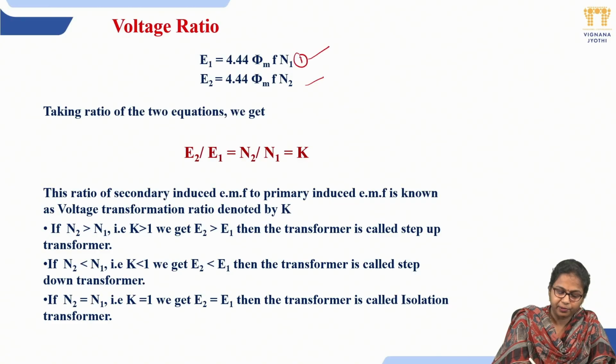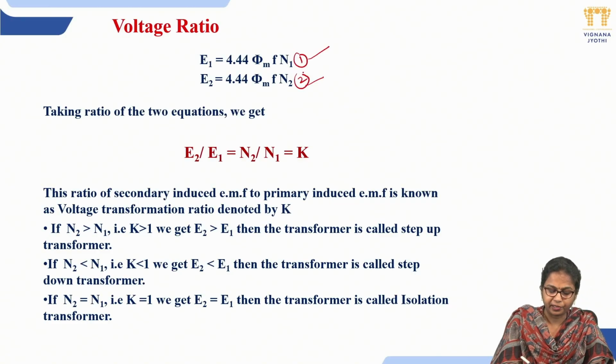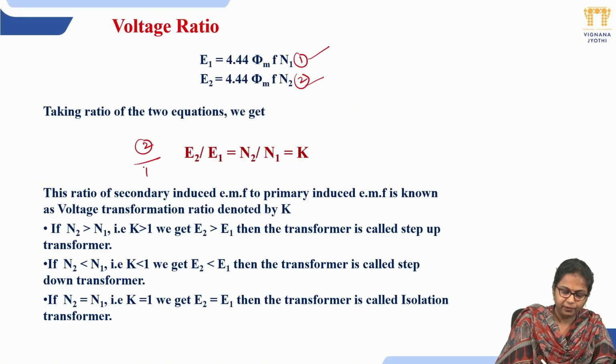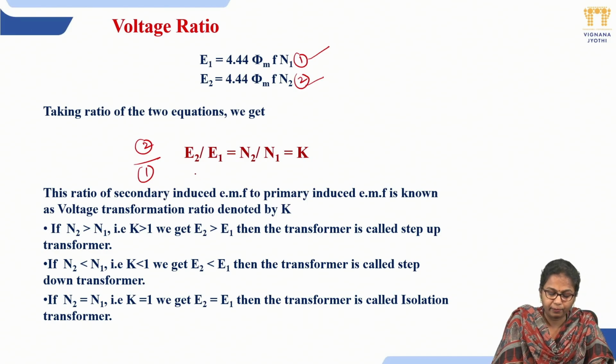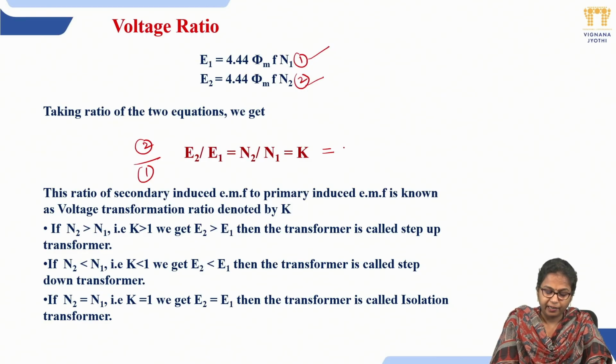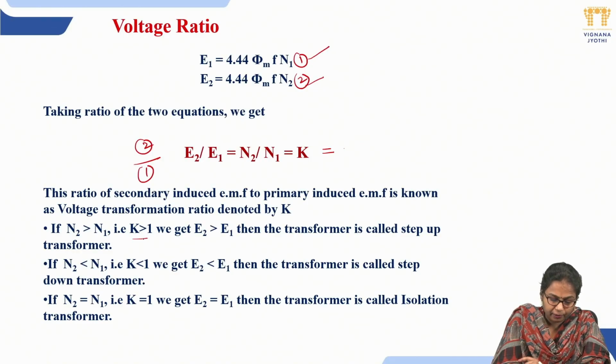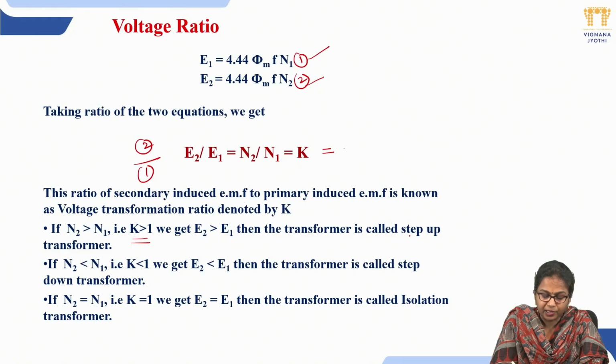So if I consider this as my first equation and this as second equation, just second equation divided by first equation, I will be getting the voltage ratio. E2 by E1 is equal to N2 by N1, which is considered to be the voltage transformation ratio K. If the value of K obtained is greater than 1, then the transformer is said to be a step-up transformer.